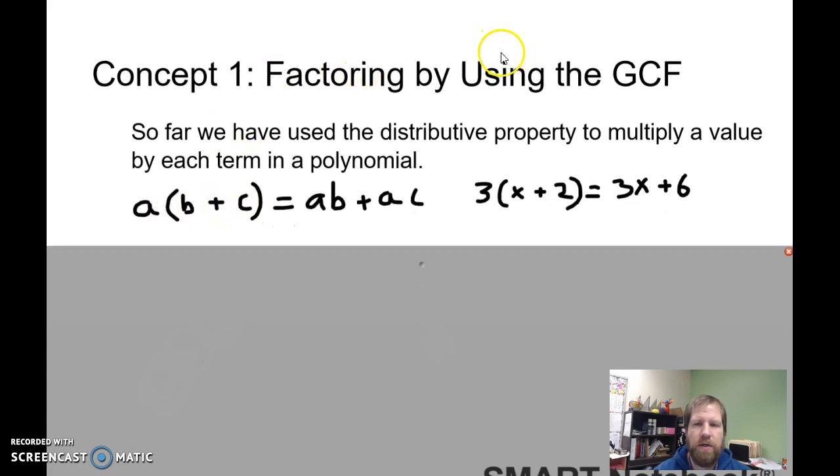We're going to use the distributive property, and this is how we've used it in the past. We have a value and we're multiplying by a polynomial, by two separate terms, and we distribute that value into both of those terms. Here's an example with numbers. 3 times x plus 2 is going to equal 3 times x plus 3 times 2, or 6.